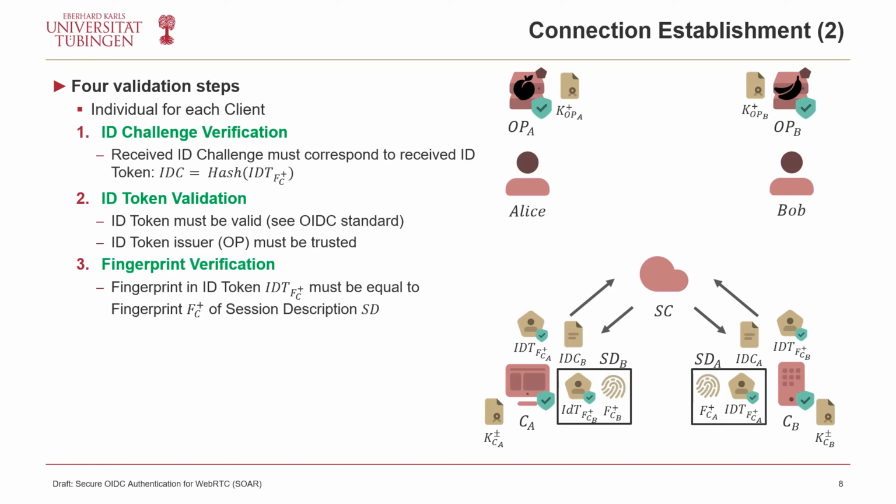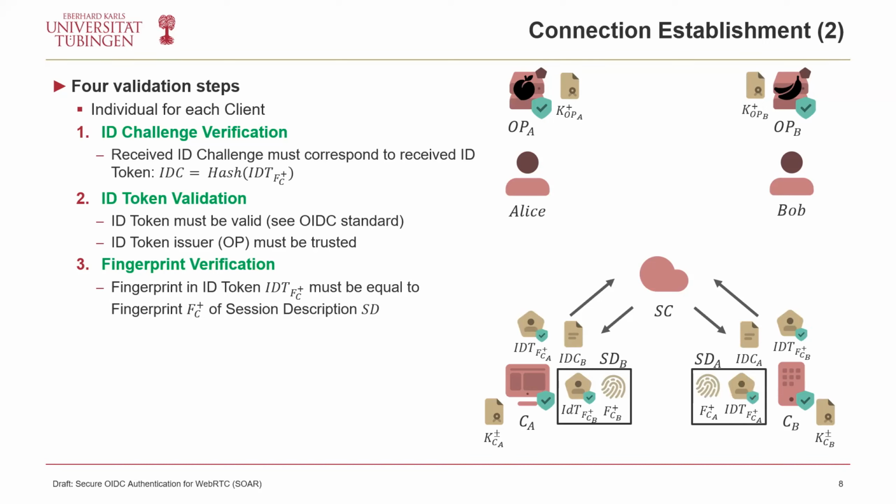Then we come to the fingerprint verification, and this is where, for example, client B verifies if the fingerprint from the session description is equal to the fingerprint that the ID token is bound to. So now we know that this session description might come from Alice with a client which says that its fingerprint is what is quoted in the session description or in the ID token.